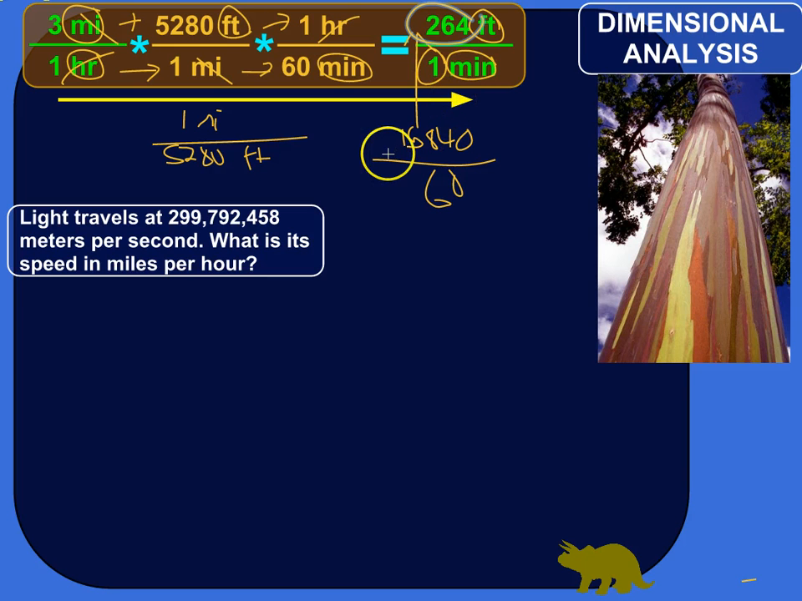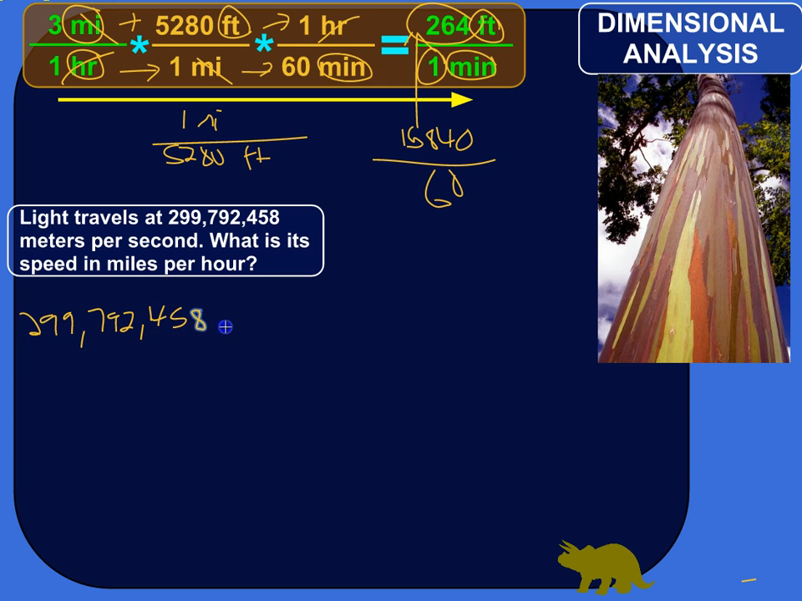All right, let's try one. That's gonna be kind of a doozy, but I'm gonna do it anyway because it's fun. So light travels at 299,792,458 meters per second. Okay, so let's just write that down. True story. This is really how fast it goes. I mean, it's rounded a little bit.